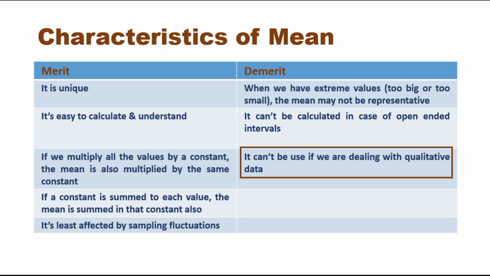Next is, it cannot be used if we are dealing with qualitative data. Yes. So we must have data on interval or ratio scale to calculate the mean. We cannot calculate mean when we are dealing with qualitative characteristics.